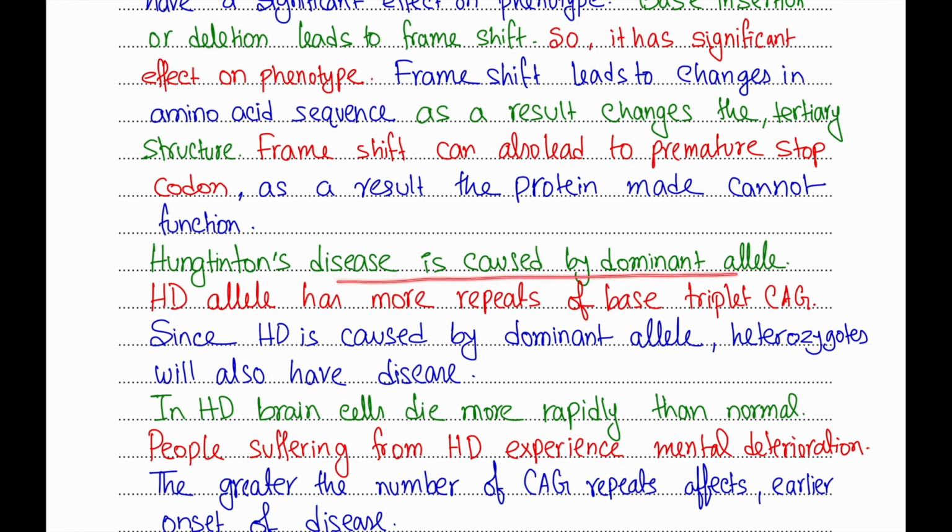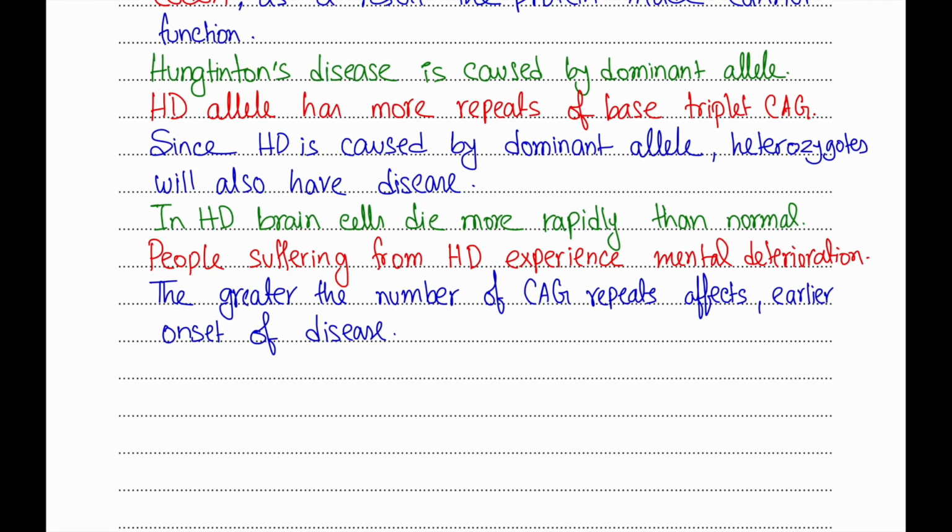Huntington's disease is caused by a dominant allele. Huntington's disease has more repeats of the base triplet CAG. Since HD is caused by a dominant allele, heterozygotes will also have the disease because only one dominant allele is needed to cause the disease. In HD, brain cells die more rapidly than normal. People suffering from HD experience mental deterioration. A greater number of CAG repeats causes earlier onset of the disease.